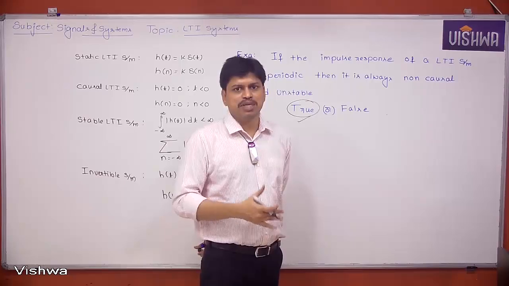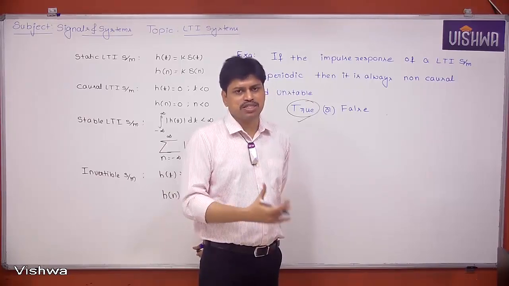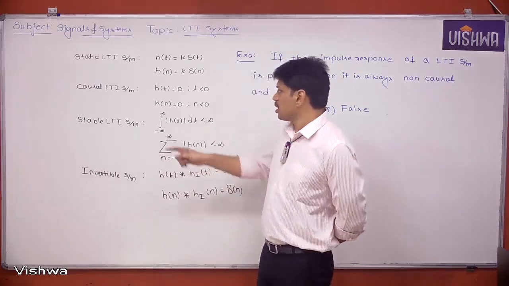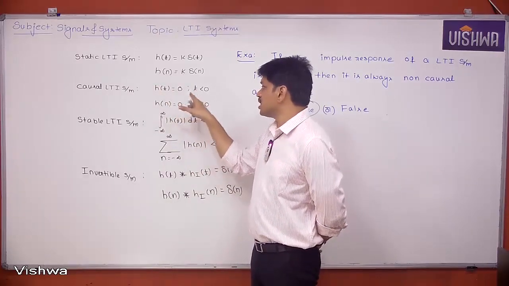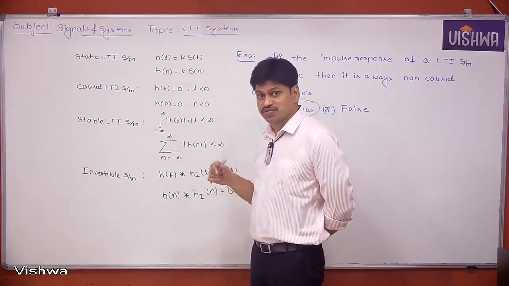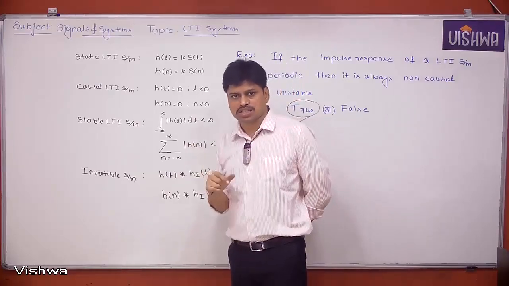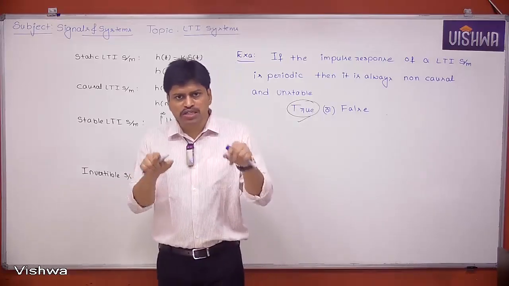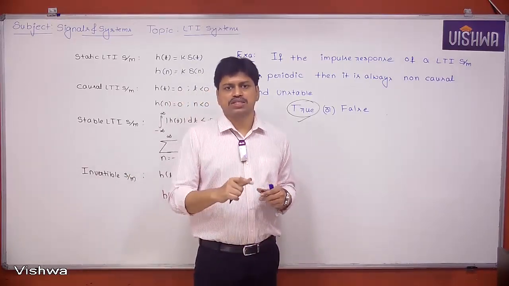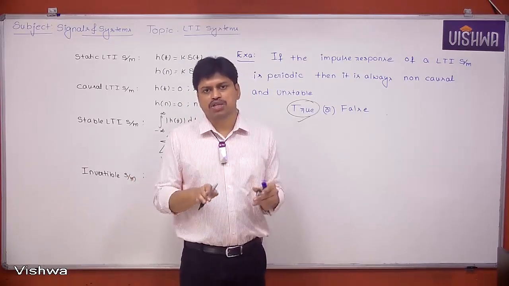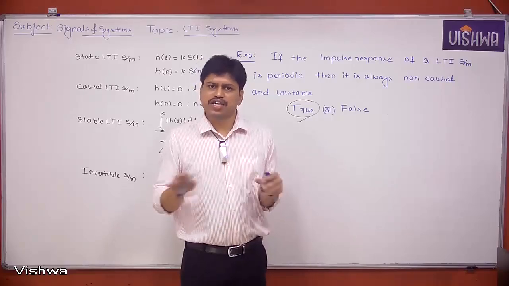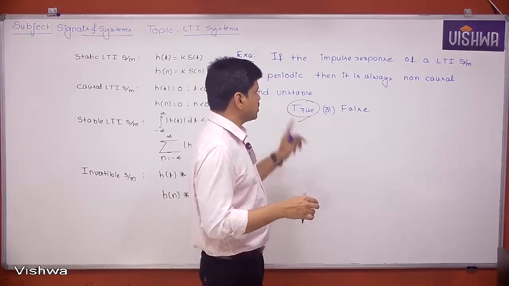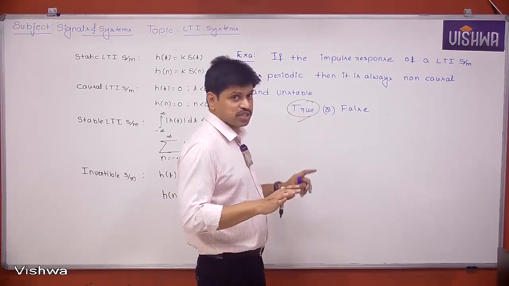So if the system impulse response is existing for negative values of time, then it is non-causal, because for a causal LTI system, h of t has to be 0 for t less than 0. It is not satisfied. So definitely it is non-causal. Next, if it is a periodic signal, if you take the modulus of that signal, then the area under the modulus of h of t is definitely going to be infinity. So I can say yes, it is going to be true. So it is non-causal and unstable. It is always. Remember that.